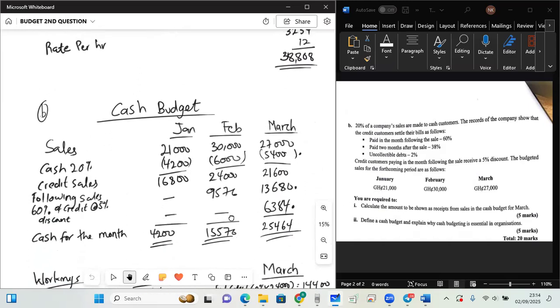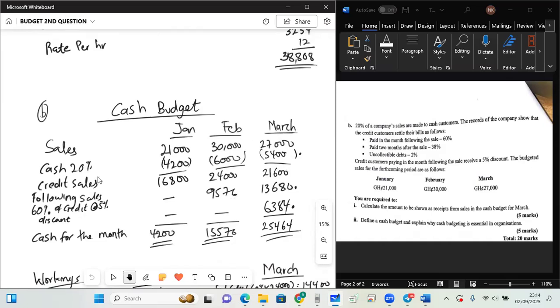Now, for cash budgets, we deal with things that are cash related. So anything that is non-cash, we don't actually consider it like that. Now, we open our cash budget, we bring in our January, February, March, as we are seeing here. And then the sales for the month are here, 21,000, 30,000, and then 27,000.